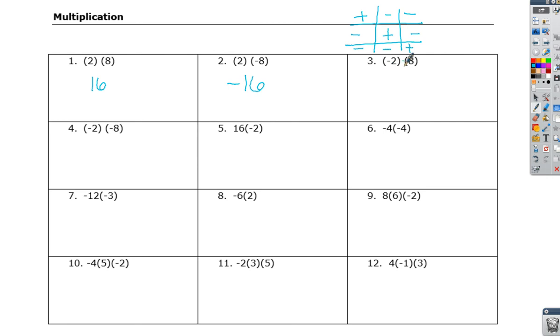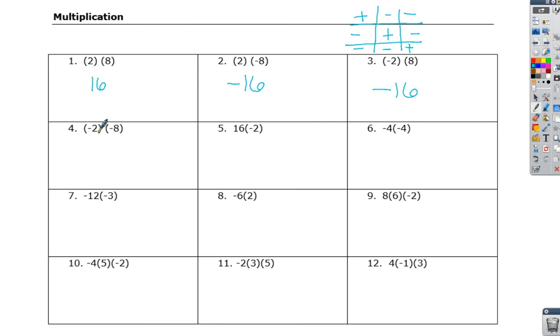Now we have negative 2 times 8. This time, we'll have negative 2 times 8. 2 times 8 is 16. We'll go to our chart. We have a negative and a positive. So negative times a positive equals negative. So it'll also be negative 16.